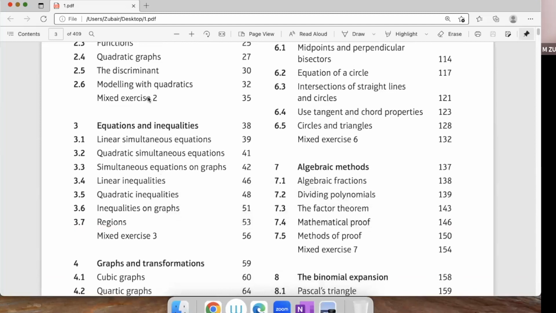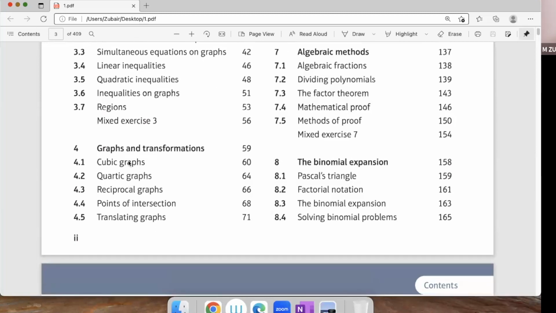Equations and inequalities were mainly simultaneous equations. Graphs and transformations: cubic graph, quadratic graph, reciprocals. First you equate it with 0 and you get the factors, and having those factors you can tell where it intersects the x-axis.